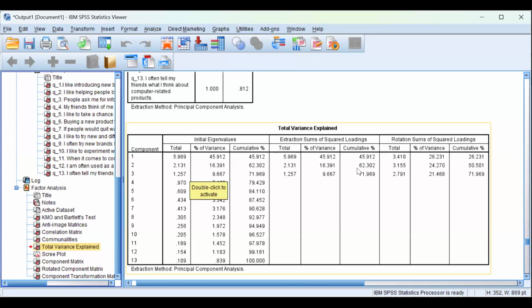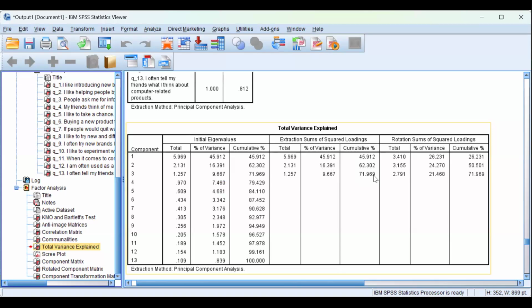Second factor, cumulative. It is explaining individually only 16%, but together 1 plus 2 explains 62% variation. Together, 1 plus 2 plus 3 explains 71.69. Now, what is the basic thing which you need to understand?